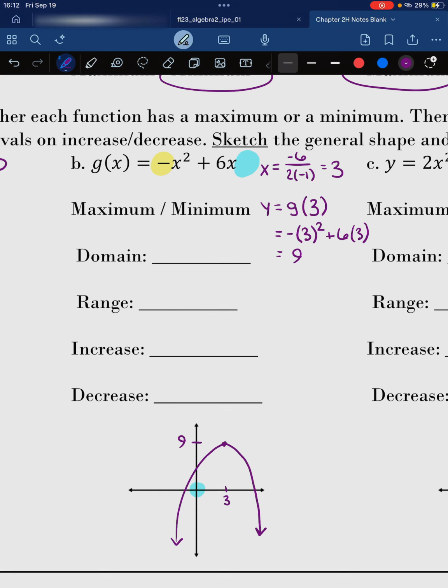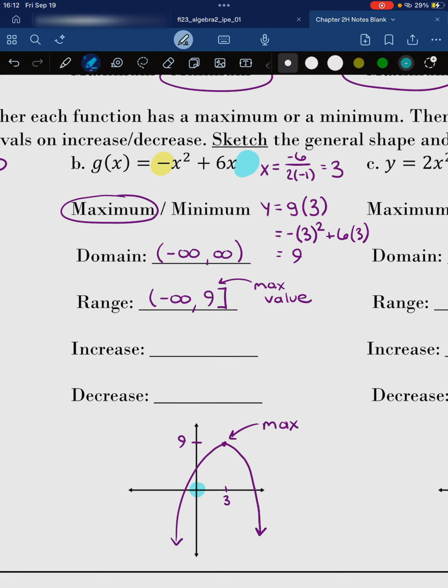Okay, so this has a maximum, right? Because the vertex is on top, right? That's a max. Which really is referring to my range, right? Because my range has a maximum value. It goes down forever, but the maximum value that my function can equal is 9. So that's why we call it a maximum. So 9 is my max value.